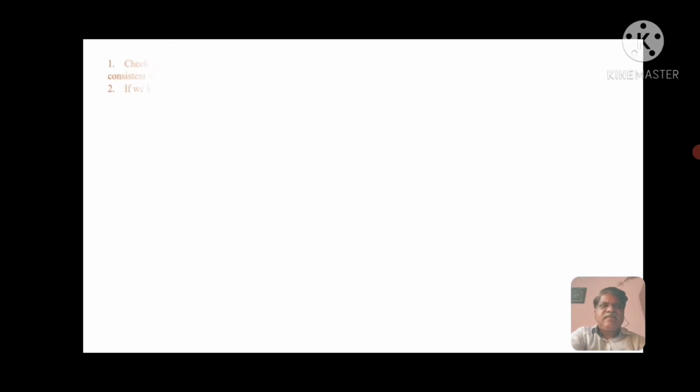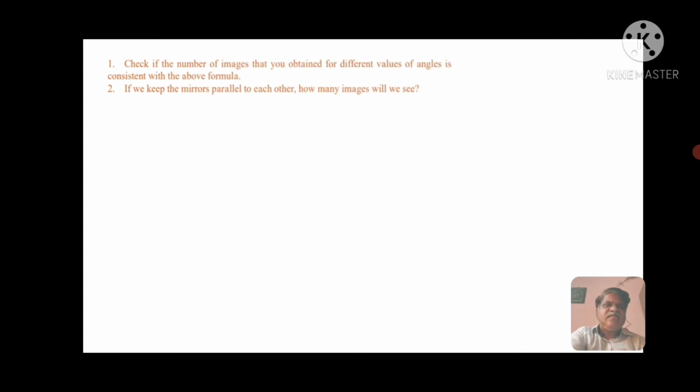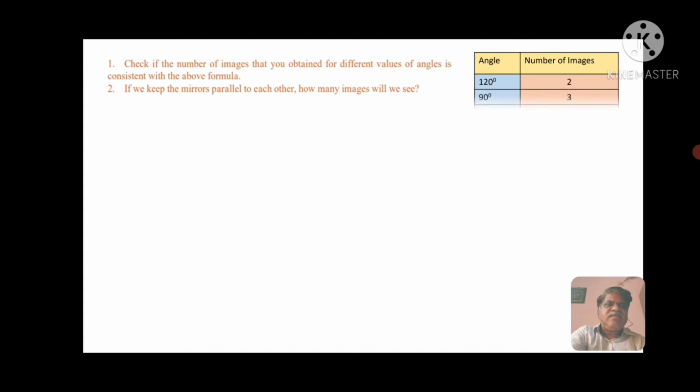Friends, let us check if the number of images that you obtained for different values of the angle is consistent with the above formula. If we keep the mirrors parallel to each other, how many images will you see? Friends, here we can see the different angular measures, where 120 is the angle. At that time you get only 2 images, because 360 upon 120 is 3, and 3 minus 1 is 2 images.